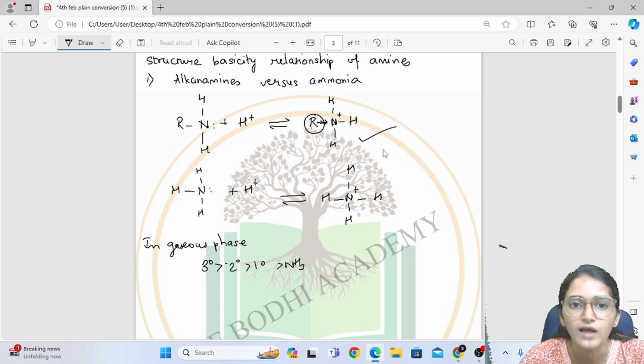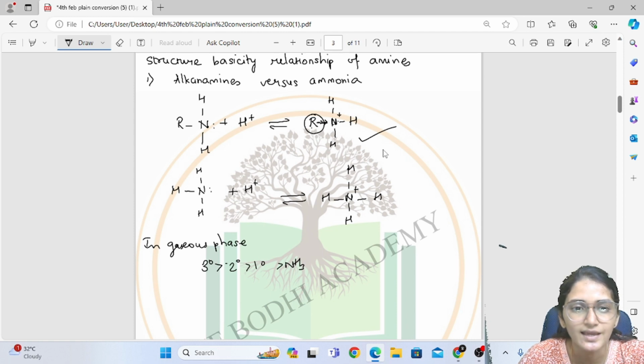So the ease with which it will give the hydrogen will be more, because the R group, the alkyl group, is an electron donating group. If nitrogen is receiving electrons, then it will easily give the hydrogen to any other atom. So here there will be more basicity. This is having more basic character. And basic character depends on what? It depends on with how much ease you are giving the electron pair.